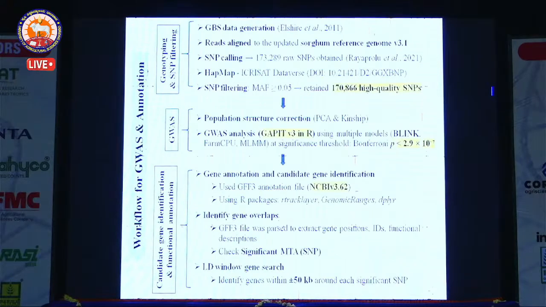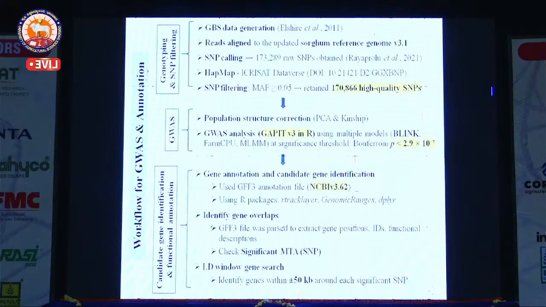That is all about phenotyping and genotyping. We have GBS data already available at ICRISAT. So we have aligned that GBS data to the sorghum reference genome, and we have got 1,73,000 SNPs. And after filtering for minor allele frequency, we have got 1,70,000 high quality SNPs.